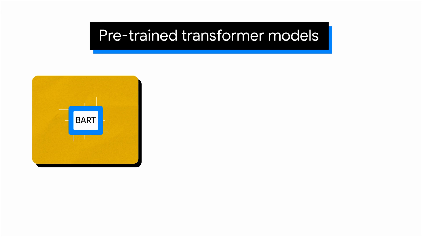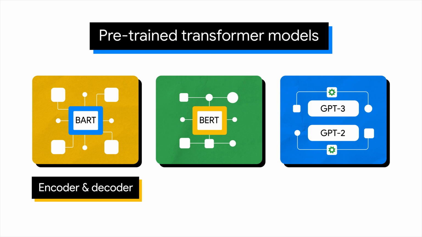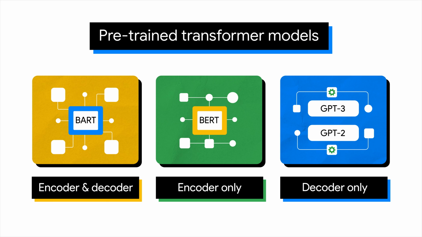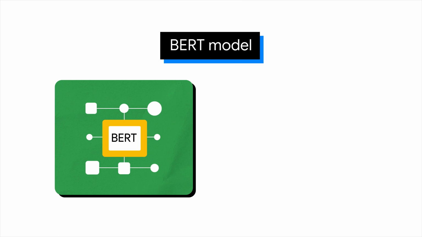There's multiple variations of transformers out there now. Some use both the encoder and the decoder component from the original architecture. Some use only the encoder, and some use only the decoder. A popular encoder-only architecture is BERT.